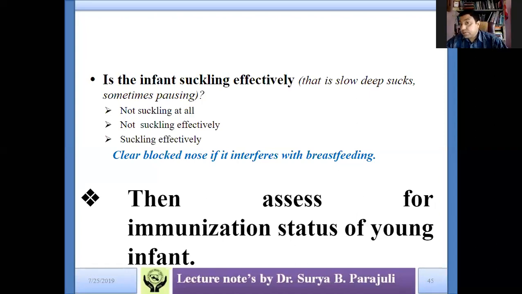Then you need to assess for immunization of young infants. This is because immunization is one of the top priority programs of our country and prevents future disease. So we need to ask for immunization.